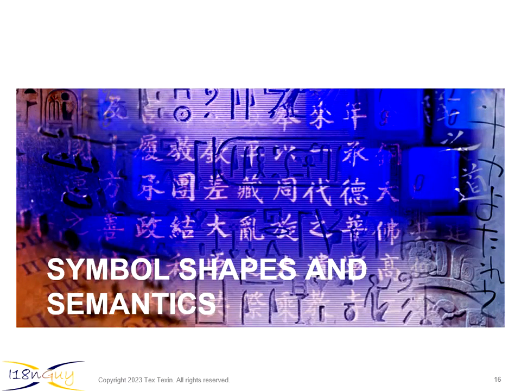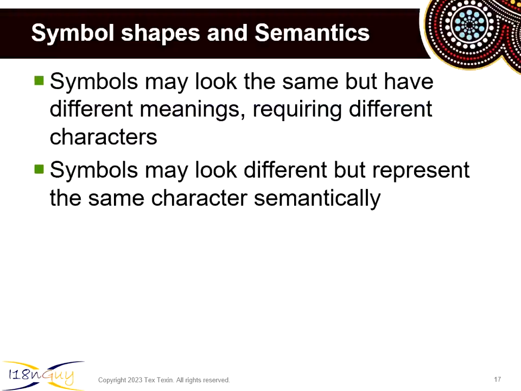So we want to talk a little bit about symbol shapes and semantics in a little more detail. We may have symbols that look the same, but they actually have different meanings and they require different abstract characters. You may also have symbols that look different, but essentially represent the same character. And I'll give you some examples.